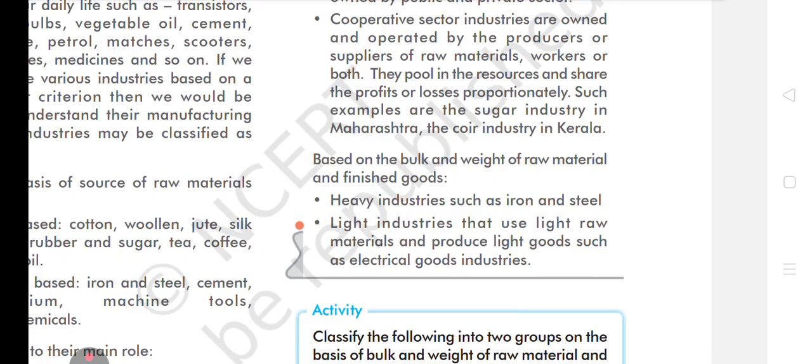Okay, one more, dear students, on cooperative sector industries. The sugar industries, and then we have the coir industry in Kerala also. So these come under the cooperative sector, in which the people who are producing and supplying the raw material are the owners of the industries as well.